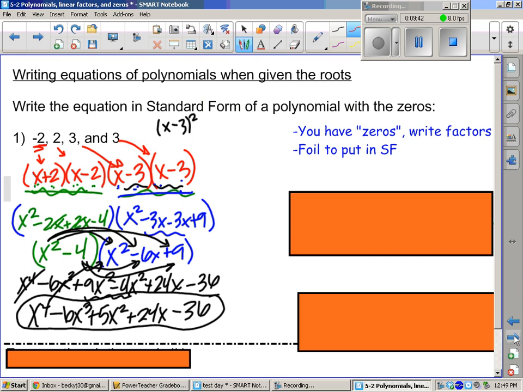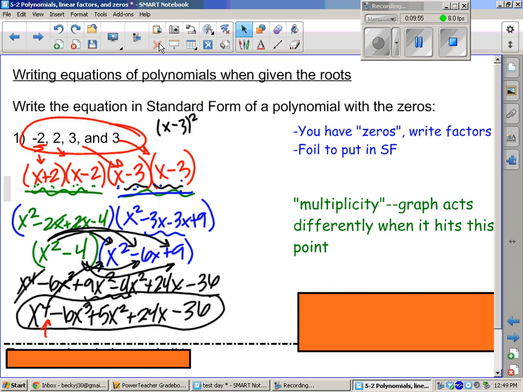You can check your work. We ended with x to the 4th, and the reason is because there are 4 zeros. Okay, I had a couple hints I wanted to tell you about over here. Multiplicity: the graph acts differently when a multiplicity happens. And remember, we had that here because these happened twice.